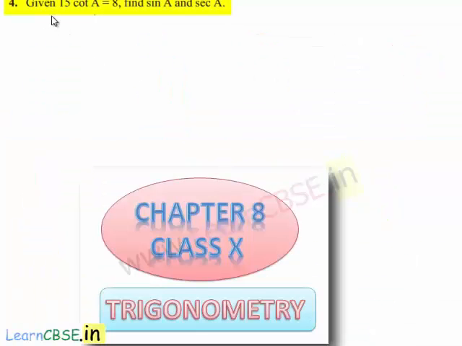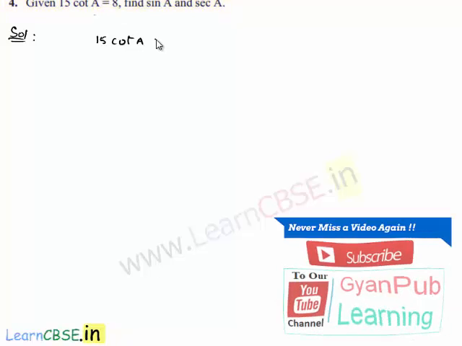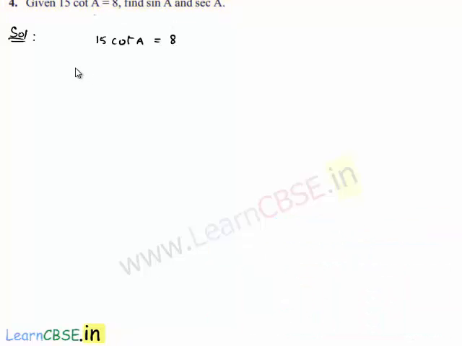Moving on to the fourth question. Given that 15 cot A is equal to 8, find sine A and secant A. Now moving on to the solution. Let us note on the given information that 15 cot A is equal to 8. That implies cot A is equal to 8 by 15.